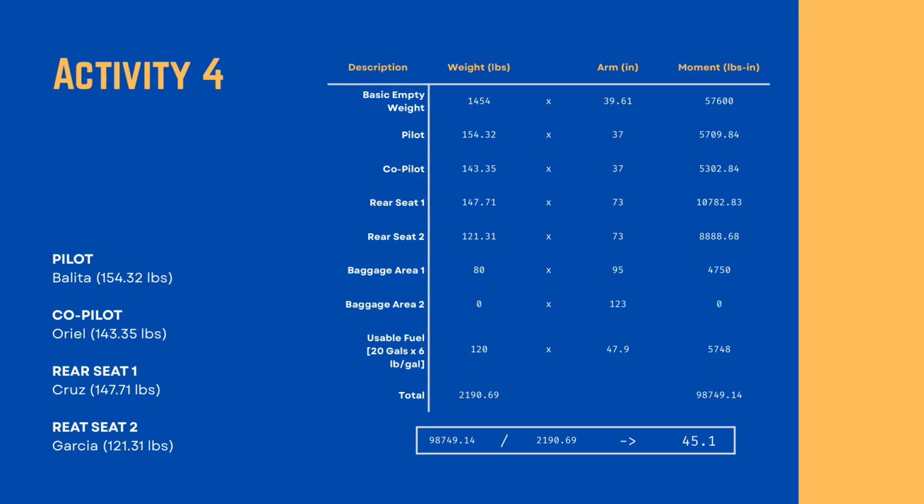So 98,749.14 divided by 2,190.69 is equivalent to 45.1 inches aft of datum.